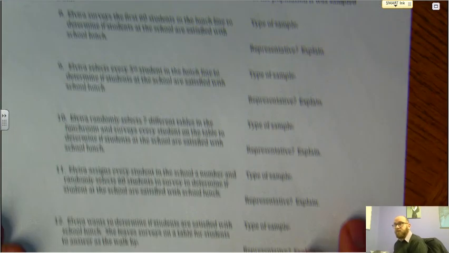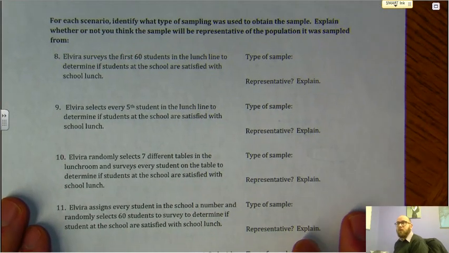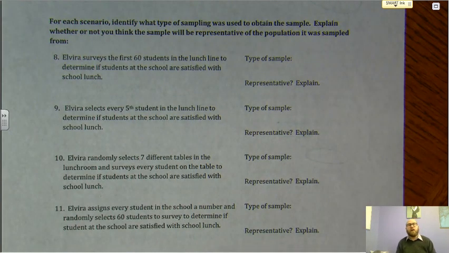Let's go ahead and go to the back side. For each scenario, we want to identify what type of sampling was used to obtain the sample and explain whether or not you think the sample will be representative of the population it was sampled from.